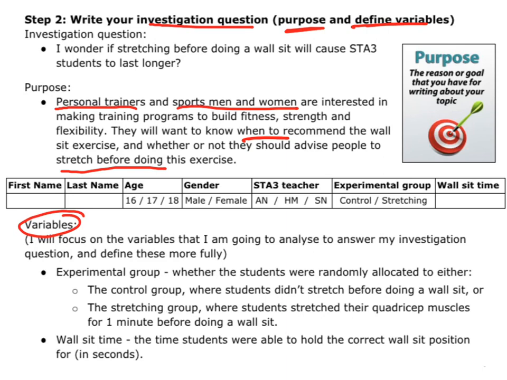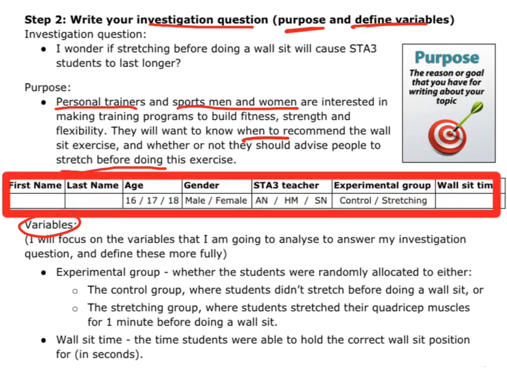So you've got the little table here, and this little table is just the data that we collected. So we've got a variable as one, the first name, last name is another variable, age is another variable, gender, Stats 3 teacher, experimental group, and wall sit time. All of those are variables, okay? So we've got 7 different variables there. Now I need to choose which of those variables I'm actually going to use for this investigation question.